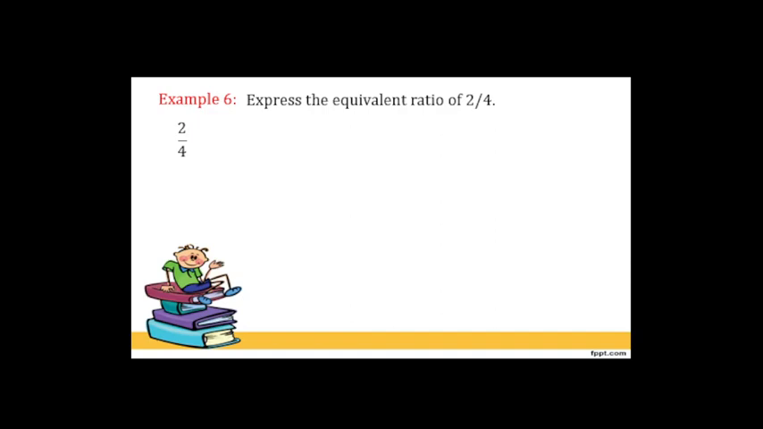So let's multiply 2 fourths by 2. So that will become 2 times 2 is 4, and 4 times 2 is 8. So that will become 4/8. Next, multiply 2 fourths again by 3, both terms, 2 times 3, and 4 times 3. So that will become 6 over 12.